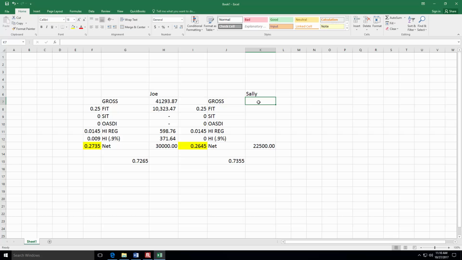And the same exercise with Sally, 22,500 divided by 0.7355. And then we can take her gross, absolute it, times the percentages, and pull those down, and then just put everything into comma format. And it looks like I can eyeball her. We're going to have to make an adjustment somewhere for a penny. So I'll just change this one. It doesn't matter a whit where you change it.